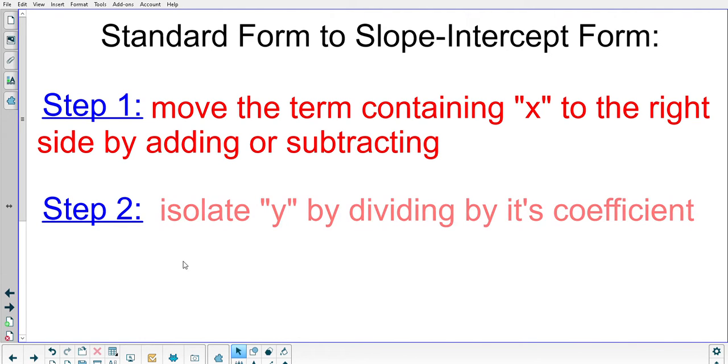Step 2 is going to be to isolate y by dividing by its coefficient, and we'll only do this if necessary. Sometimes it won't be necessary. So let's just take a look at a few examples.